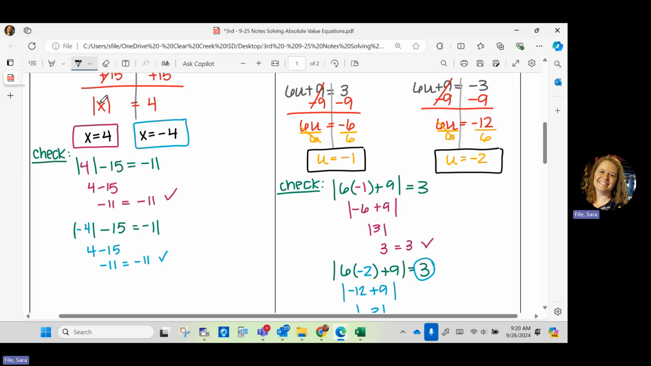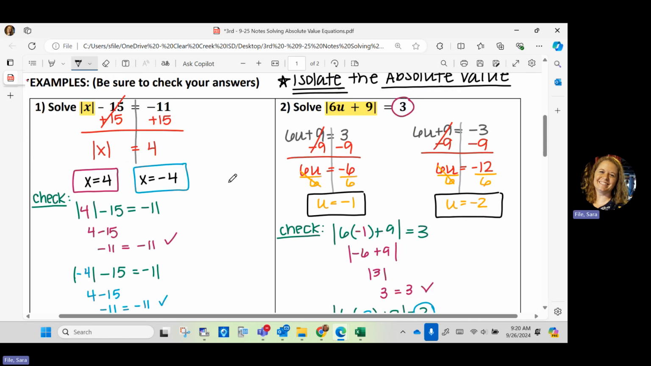Okay. So over here, we got 4 and -4. So sometimes our two solutions will be opposites, but sometimes they won't. -1 and -2 aren't opposites. So just be careful. Don't make any assumptions on what you think it should be. Actually work it out.